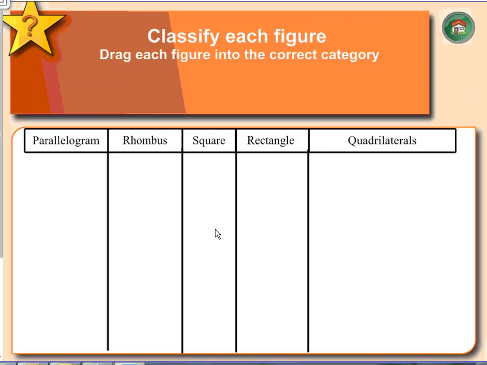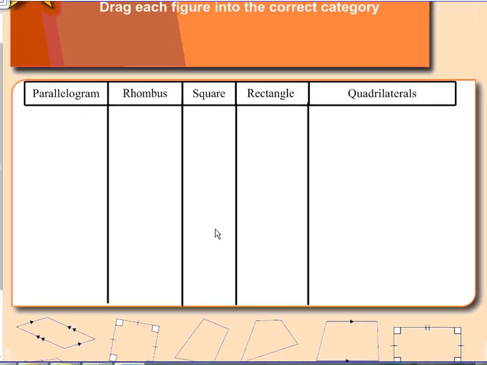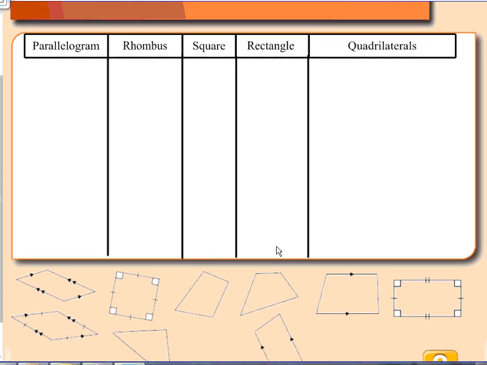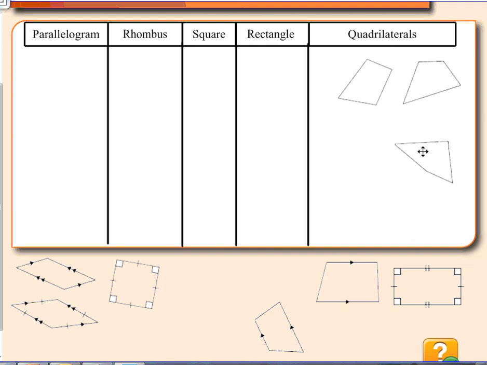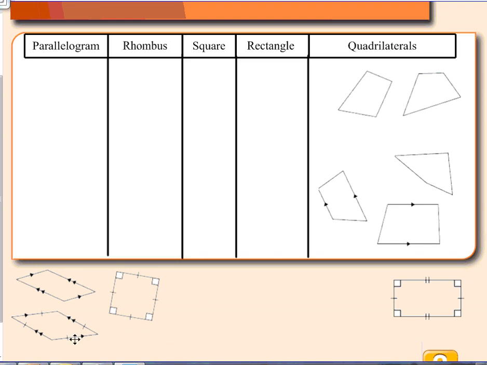So from here what we're going to do is actually classify each one correctly. I'm just going to do a few of these. Right away we know that we have some different quadrilaterals down here that don't quite fit into a parallelogram, rhombus, square, or rectangle. So we're just going to eliminate those right away. That one, that one, that one, that one, that one.